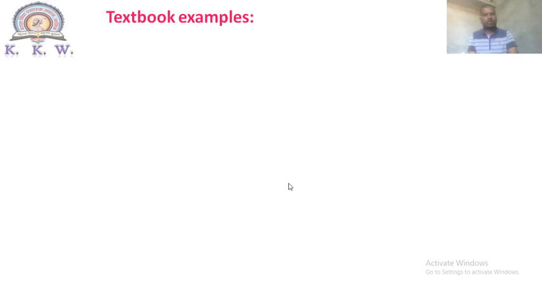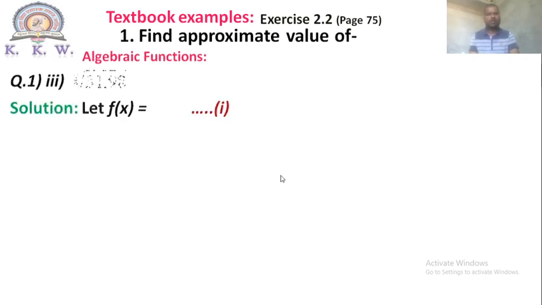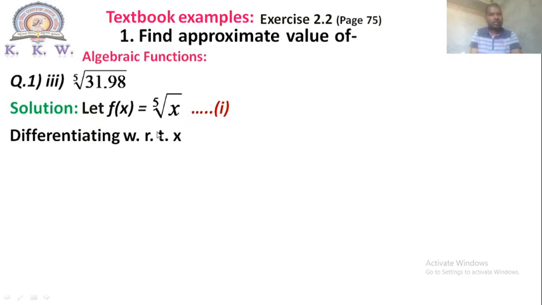Now we are going to solve some examples from textbook exercise 2.2. Find the approximate value of the fifth root of 31.98. For this, we'll define the function f of x is equal to the fifth root of x, that is x raised to 1 by 5. Now differentiating it with respect to x, you will get f dash of x is equal to 1 upon 5 times the fifth root of x raised to 4.